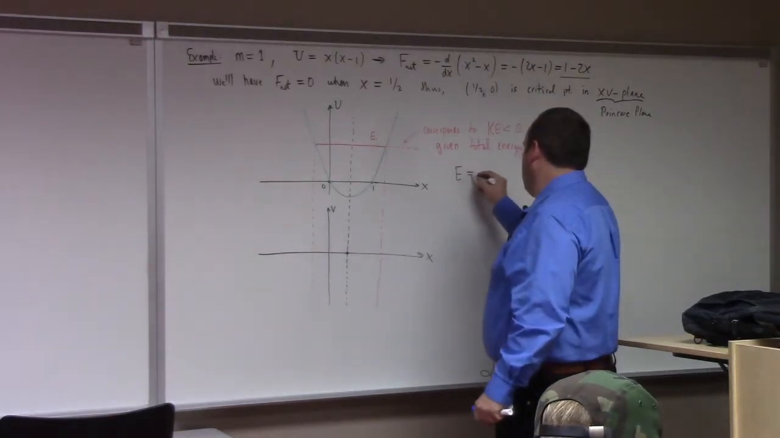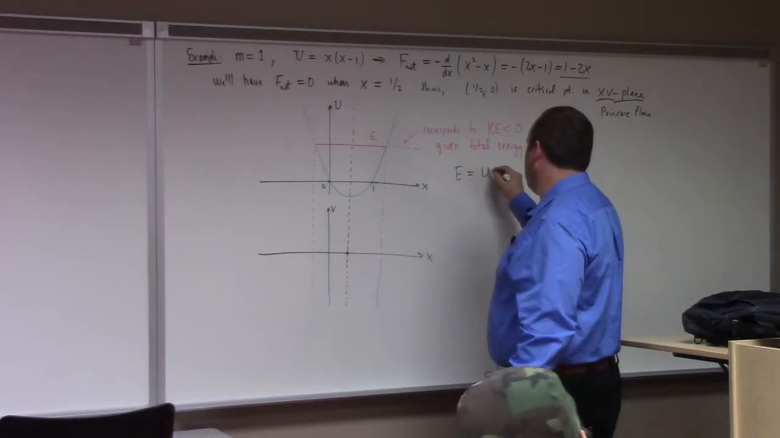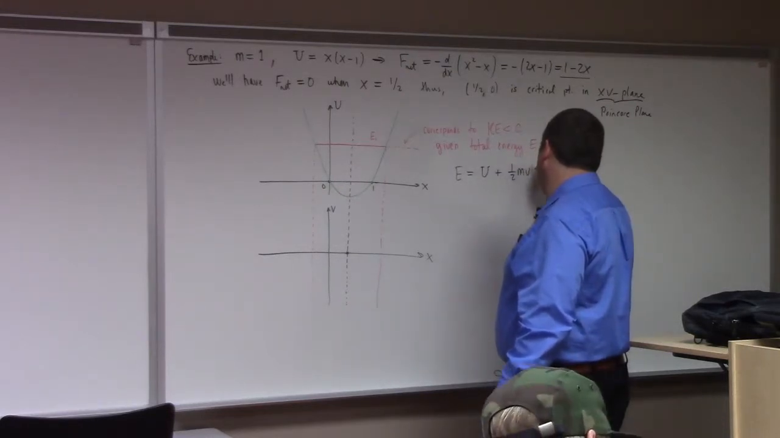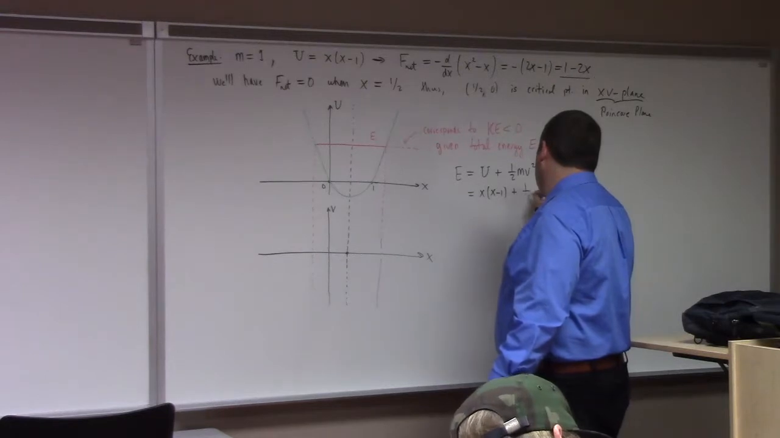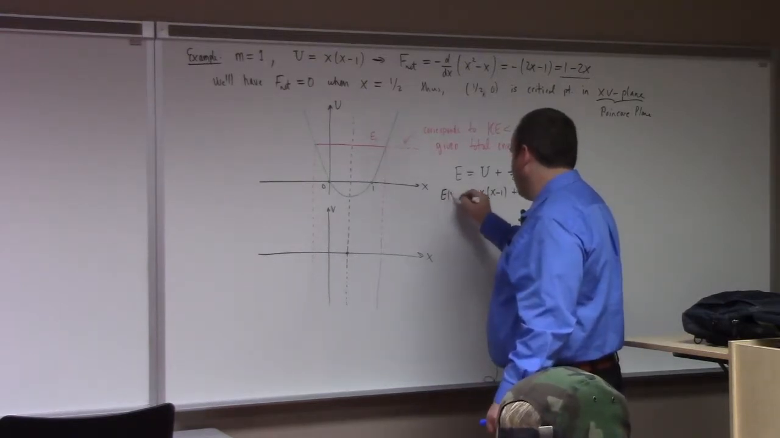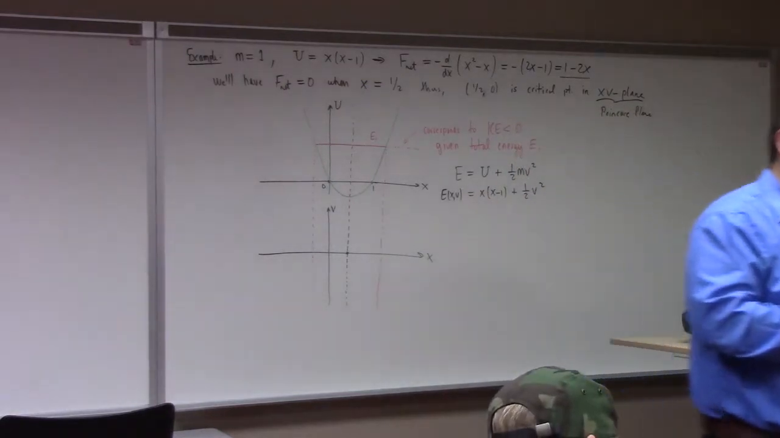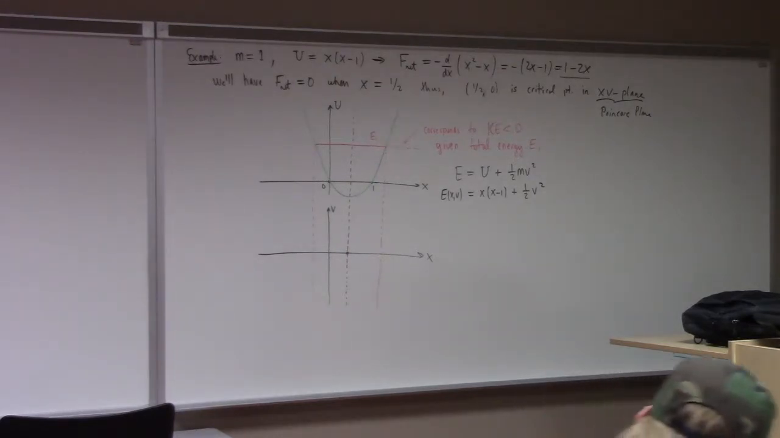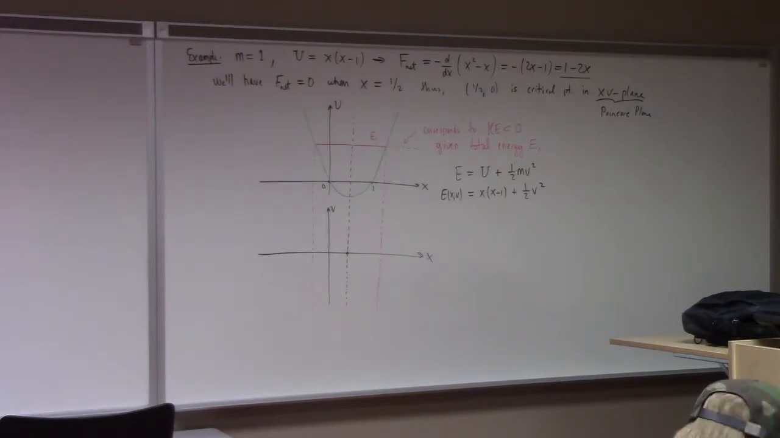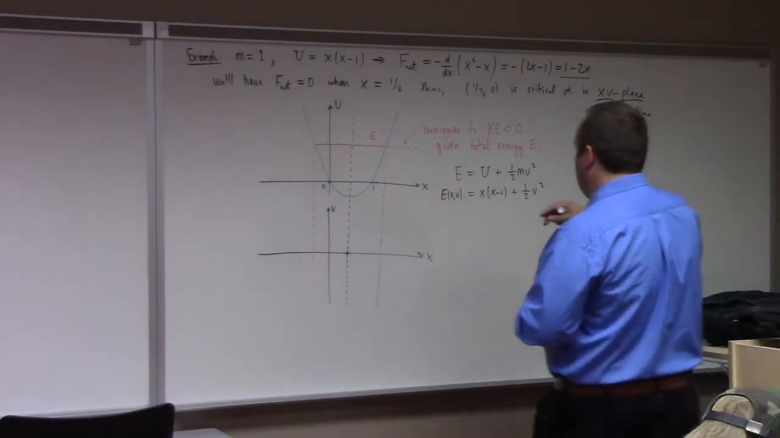So total energy in this case is U plus 1/2 mv squared. In particular, for this one, that's x times (x minus 1) plus 1/2 v squared. This is the energy as a function of position and velocity. It's a function of two variables. What the green graph is, though, is potential energy. If the red line is the total energy, you have to be above the green line, otherwise it would correspond to the kinetic energy being negative. Do you guys understand what I'm saying?